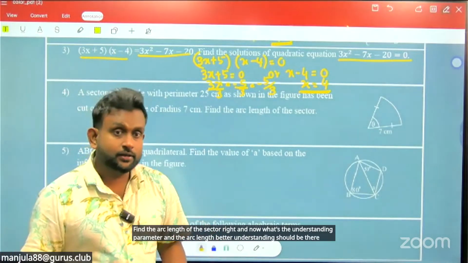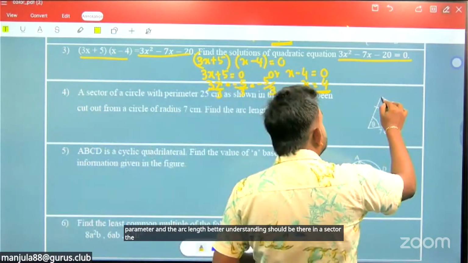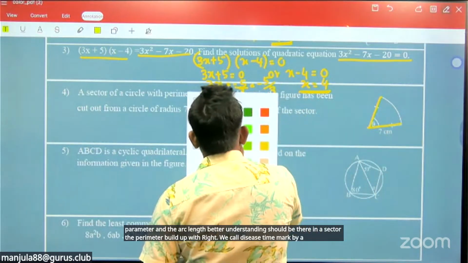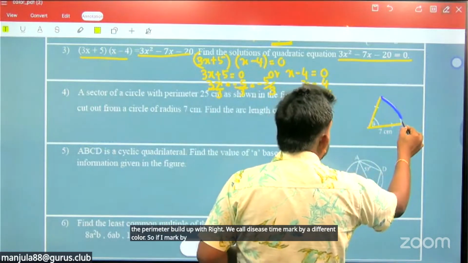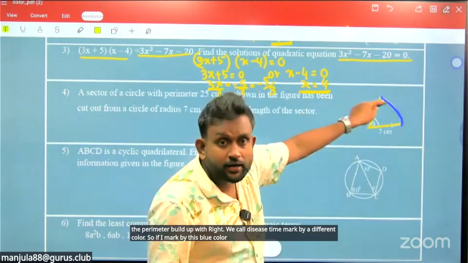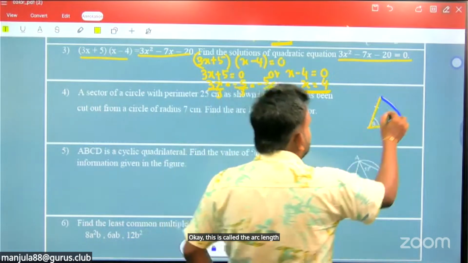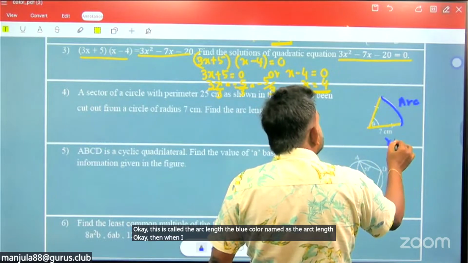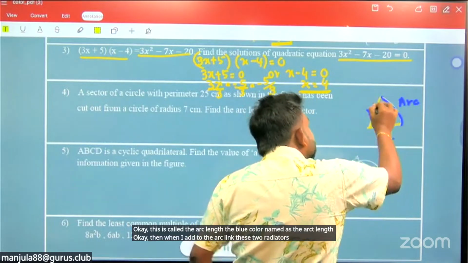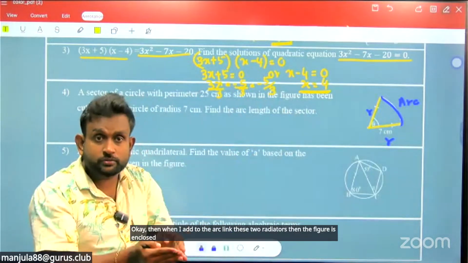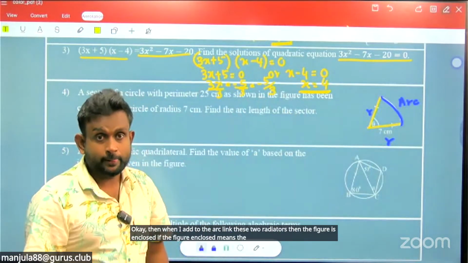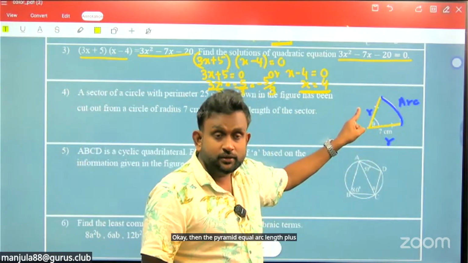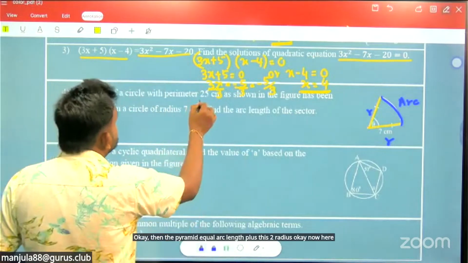In a sector, the perimeter builds up with, I marked by a different color. So if I mark by this blue color, this is called the arc length. The blue color is named as the arc length. Then when I add to the arc length these two radius, the figure is enclosed. If the figure is enclosed, it becomes the perimeter. Then the perimeter equals arc length plus these two radius. Now here we have the perimeter 25.